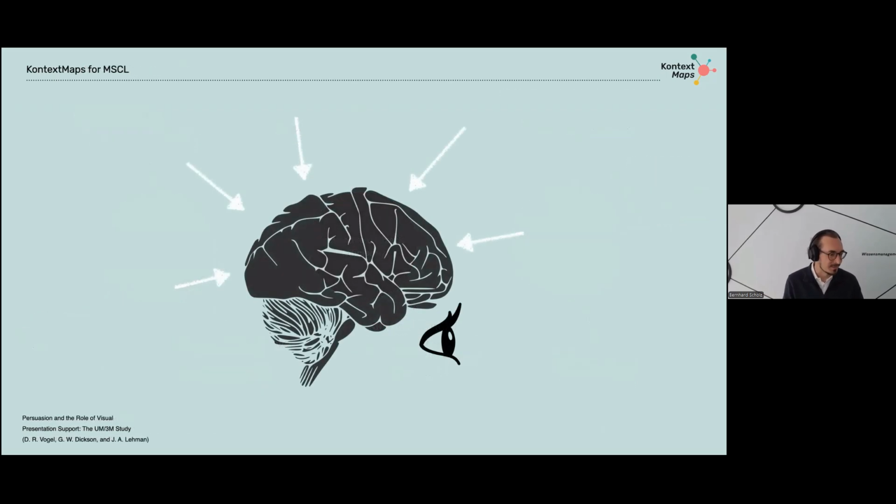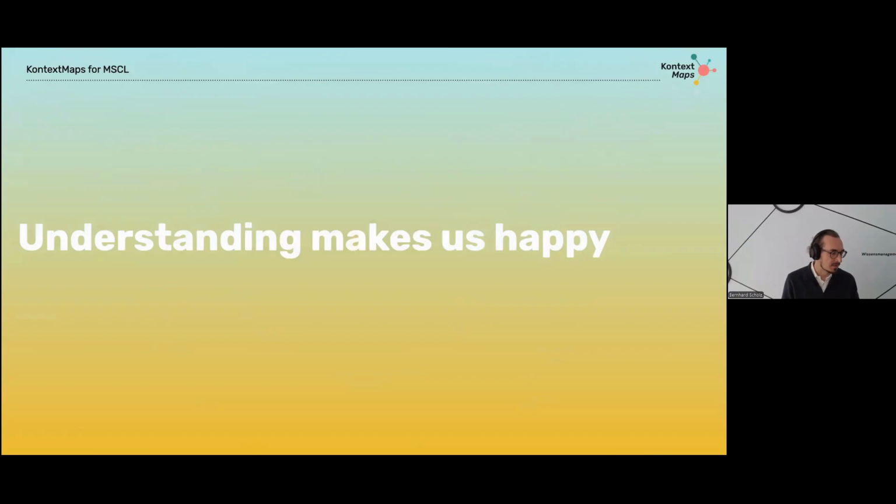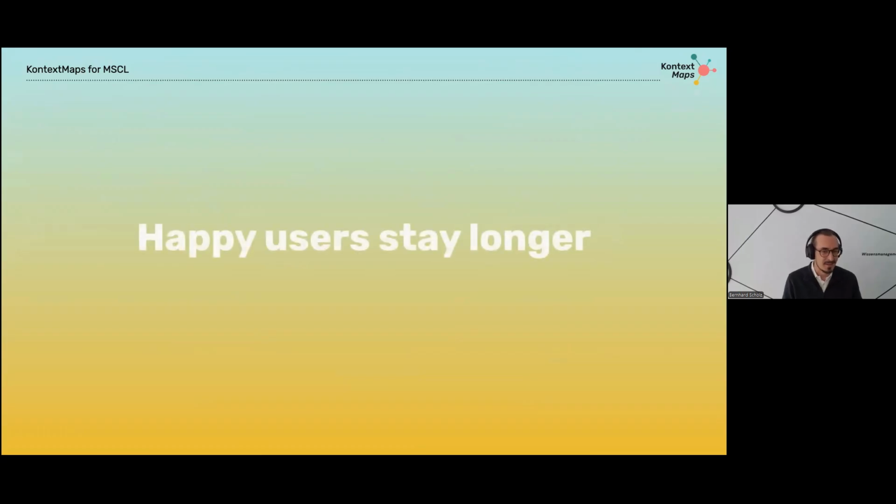We still don't know why. It's pretty easy. When we understand something, when the light bulb goes bright, the somatosensory cortex is activated. It's the area of the brain that controls lots of our feelings. And positive feelings are triggered by the release of dopamine, and that can be measured. When we understand something, dopamine is released. And dopamine makes us happy. So understanding something makes us happy. And happy readers, users, stay longer in the topic and will understand even more.